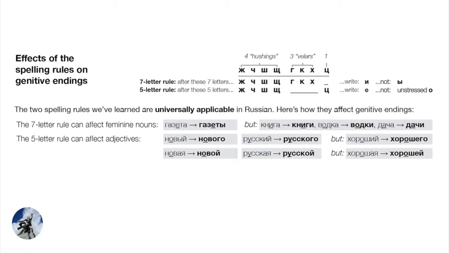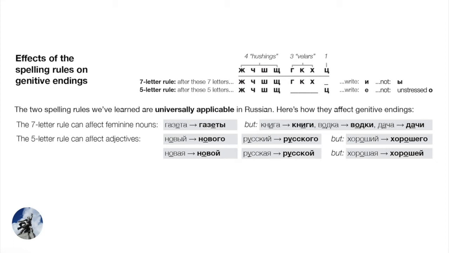Something similar happens here. Haroshi in the genitive becomes haroshava, right? We can't write an unstressed o after the four hushing consonants or the one odd man out, so to speak, right? So that reminds us we don't write haroshova. We write haroshava. Same thing with feminine endings in the genitive, right?